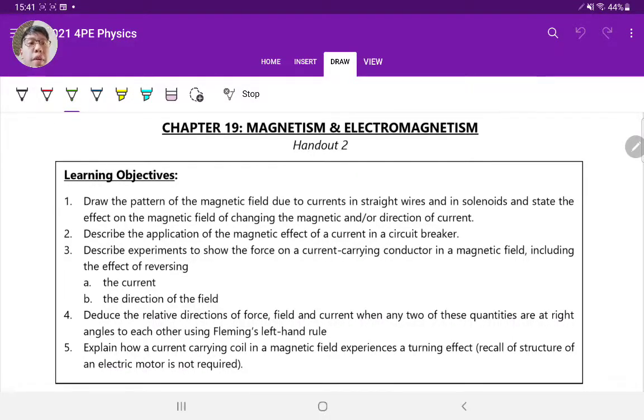Okay, so for question 4, we're looking at learning objectives 3 and 4, which is describe the experiments to show the force on the current carrying conductor and magnetic field, including to show the force, right? So this is the motor effect experiment to show the effect of reversing the current and the direction of the field. That's why I kept emphasizing, asking you what happens if you reverse the current, what happens if you reverse the field, right? So this is in your syllabus.